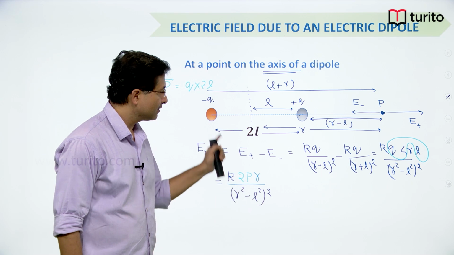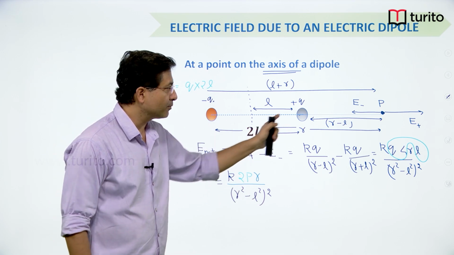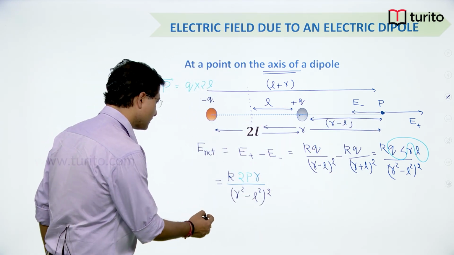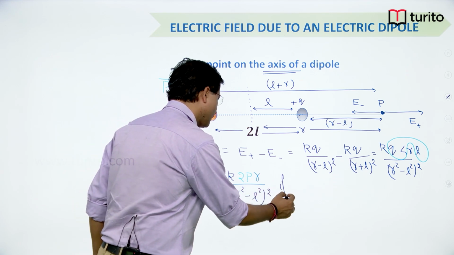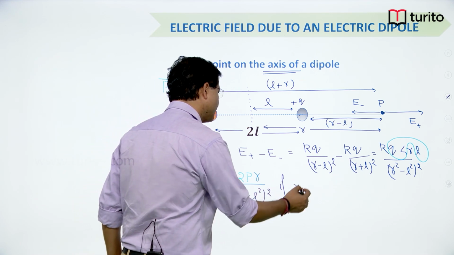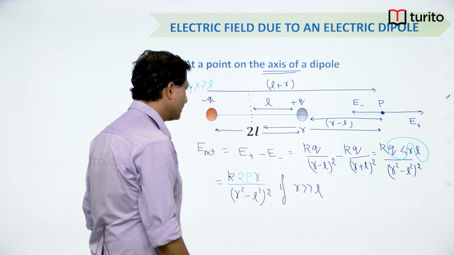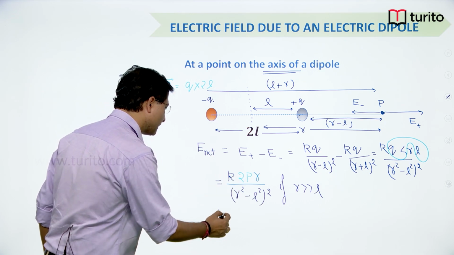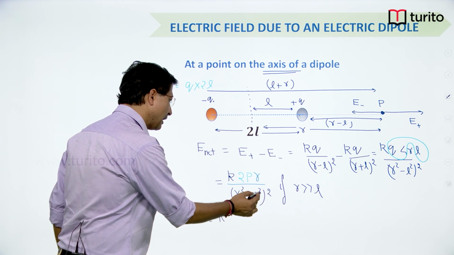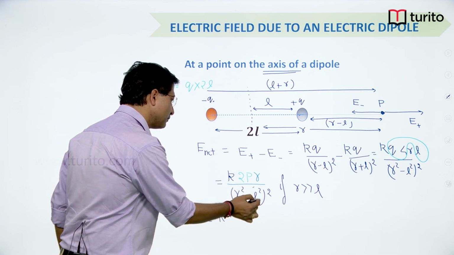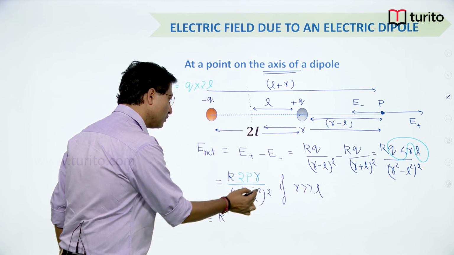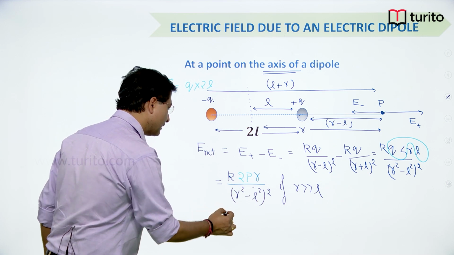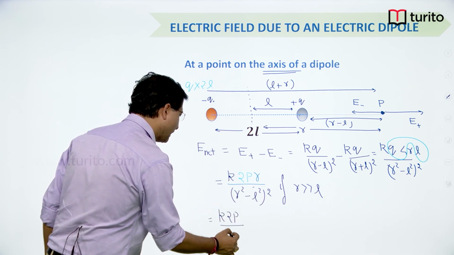If I say this separation L is very small as compared to the point where we want to find out the field, so R is much larger. If R is very large as compared to L, then the whole expression can be converted into K. As L is very small as compared to R, it will become 0 as compared to R, then this will be R to the power 4, and this R and R to the power 4 will get cancelled out. You will get 2p divided by R cube.